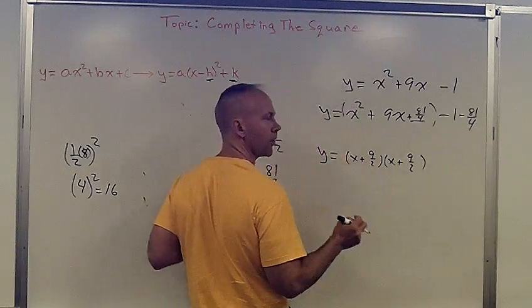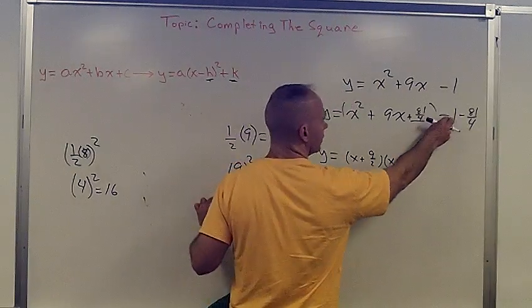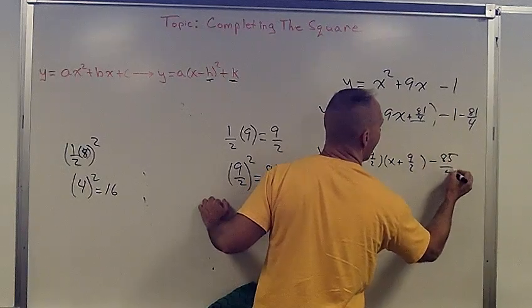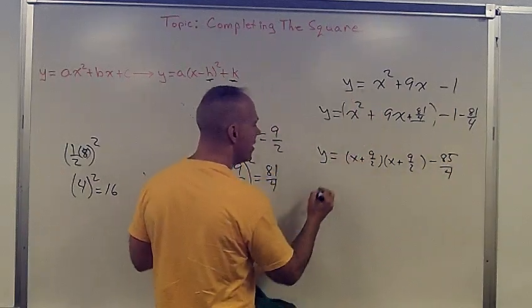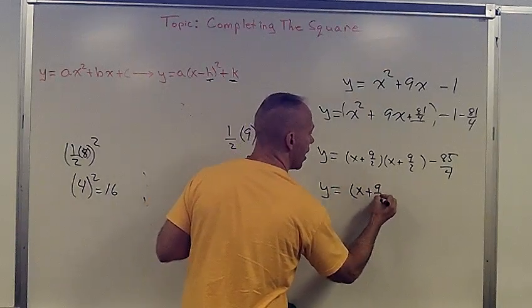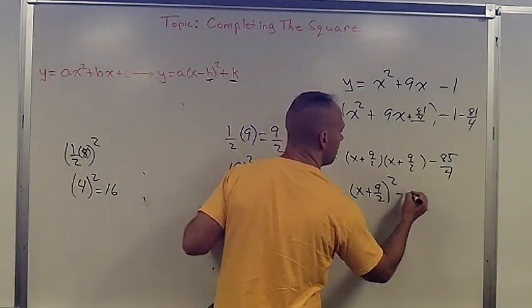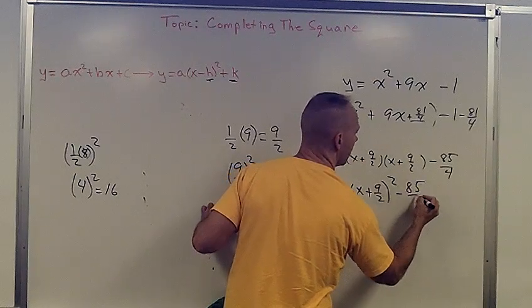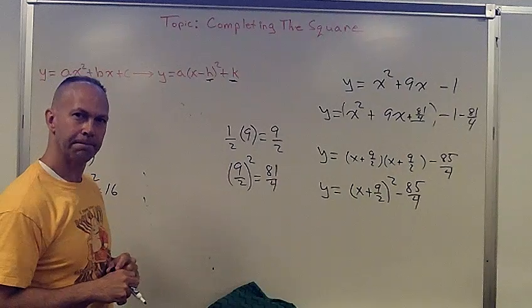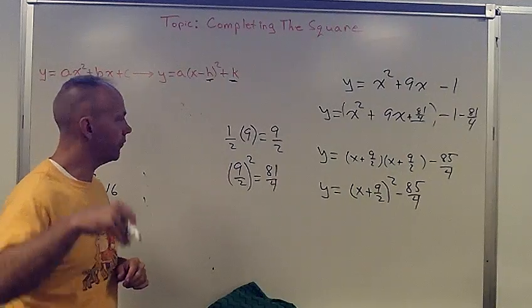Now here, through the miracle of combining fractions, let's see, that's -4/4. That'll be -85/4. So this becomes my binomial square, x plus 9/2 squared minus 85/4. Anyone get that? All of you. Terrific.